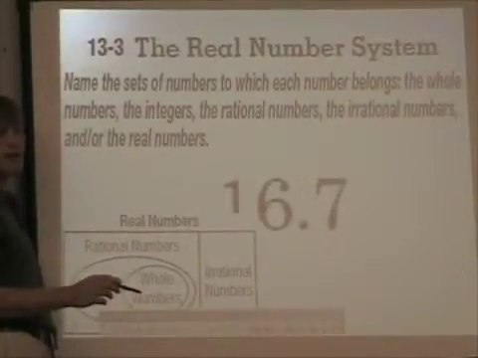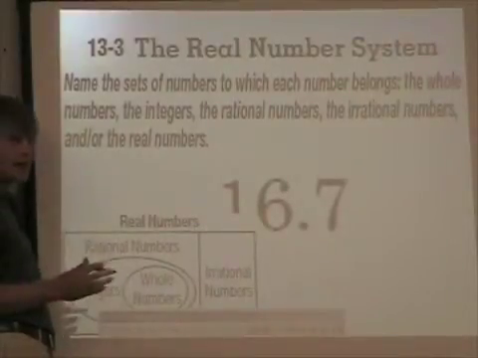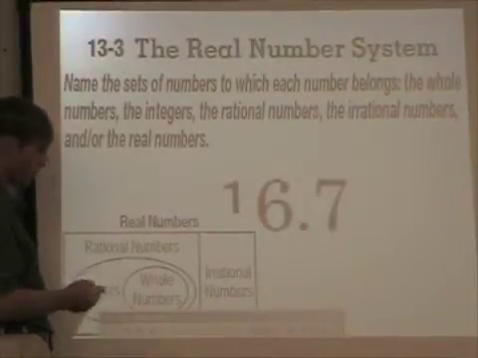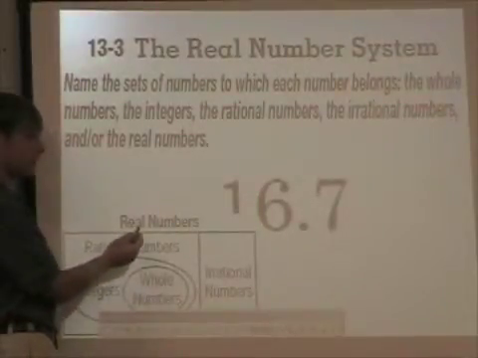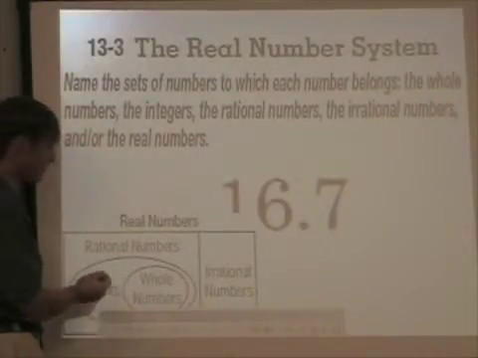What about 16.7? Is this a terminating or non-terminating decimal? Terminating. It stops. Okay? Since it's terminating, it is what? A rational number and a real number. Is it an integer? No, because it has a decimal.